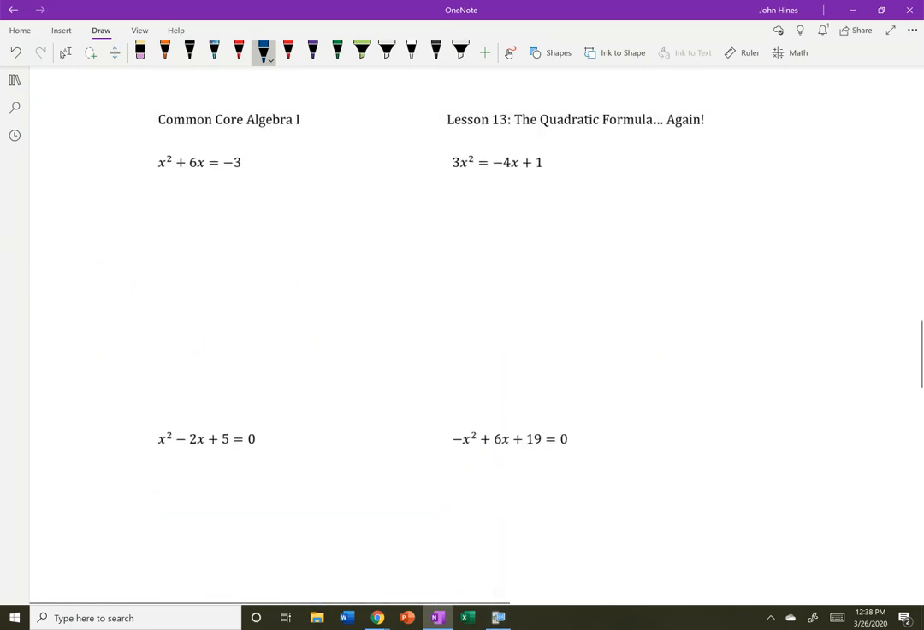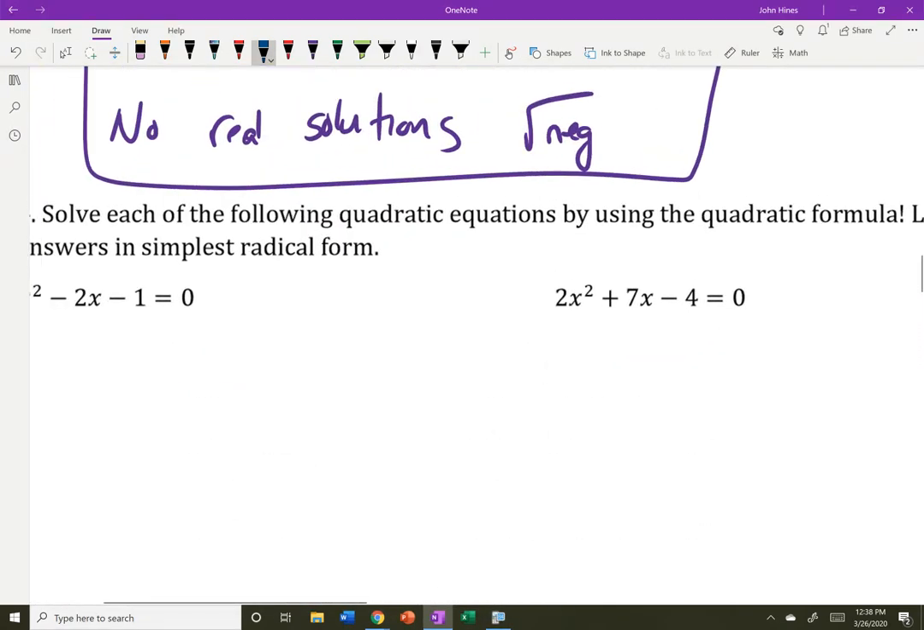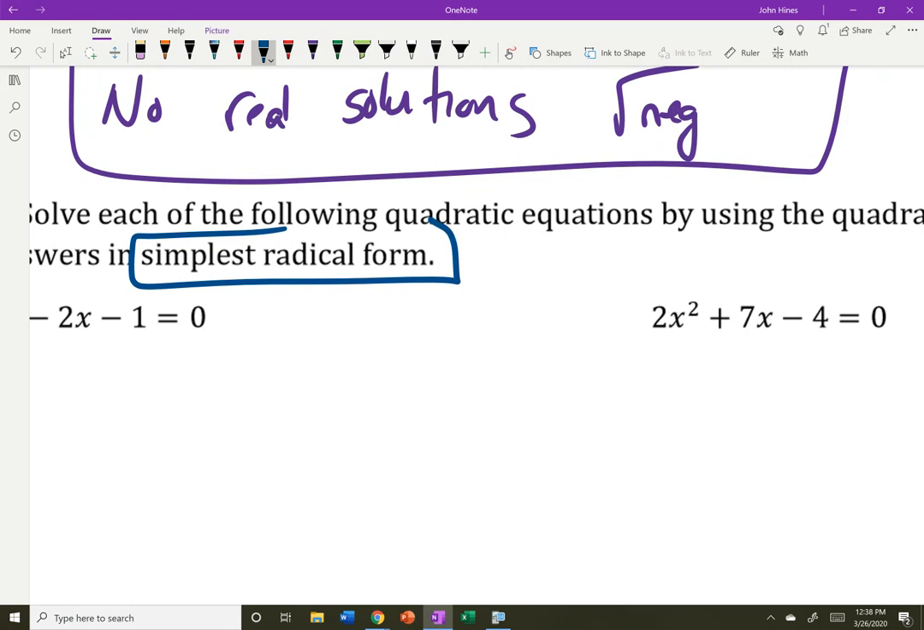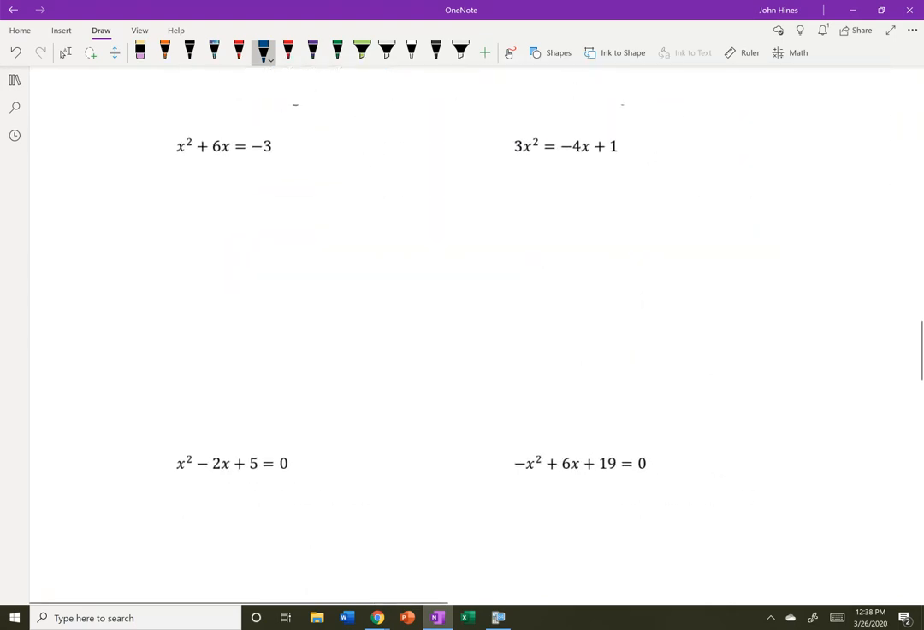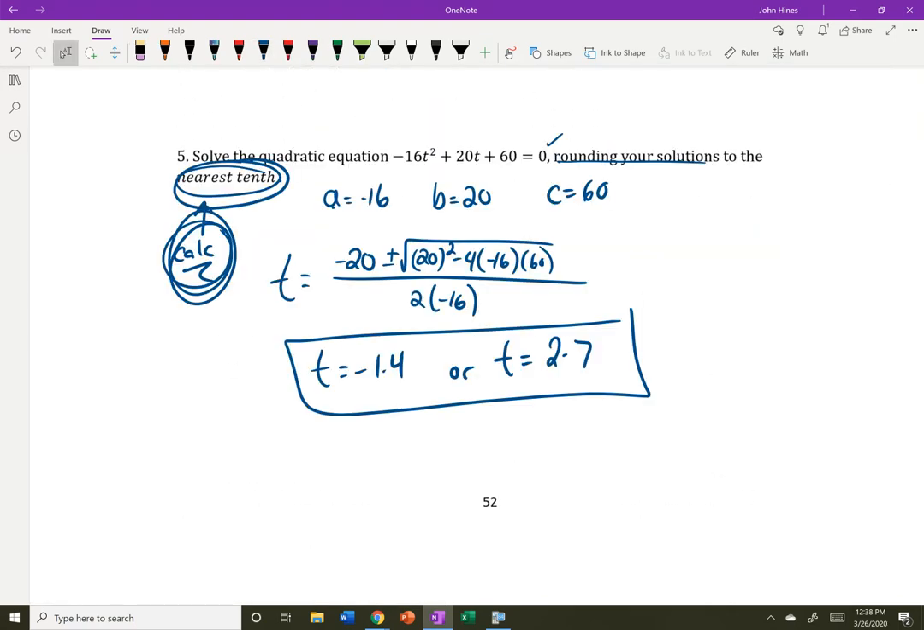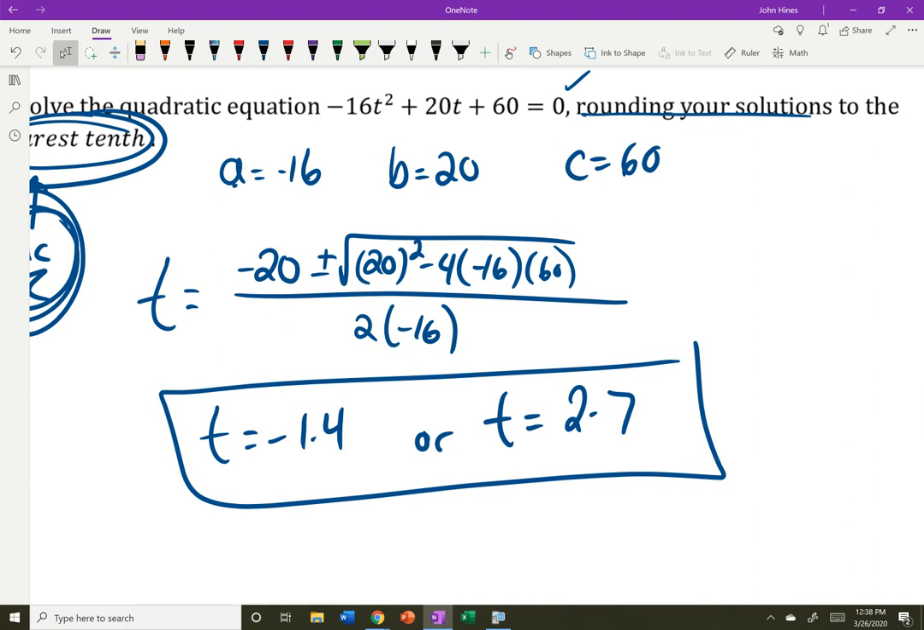However, most of the time though, and like for the problems I'm leaving you with, it says simplest radical form. That means no calculator. You cannot use decimals. No calculators. You gotta do your work and do everything that we've been doing. So it's a little treat. If you see round to the nearest tenth, plug it in and then type it in.